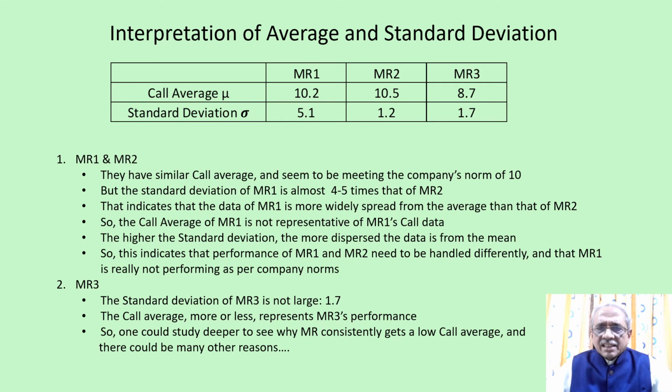The higher the standard deviation, the more dispersed the data is from the mean. So this indicates that performance of MR1 and MR2 need to be handled differently, and that MR1 is really not performing as per company norms. Take MR3, the standard deviation of MR3 is not large, 1.7. The call average is more or less what represents MR3's performance. So one could study deeper to see why MR3 consistently gets a low call average, and there could be many other reasons.